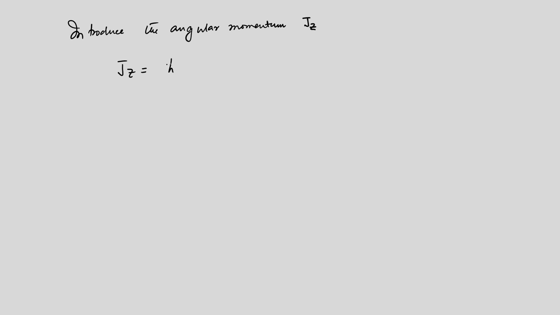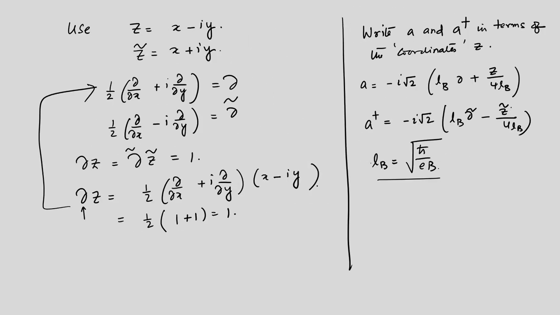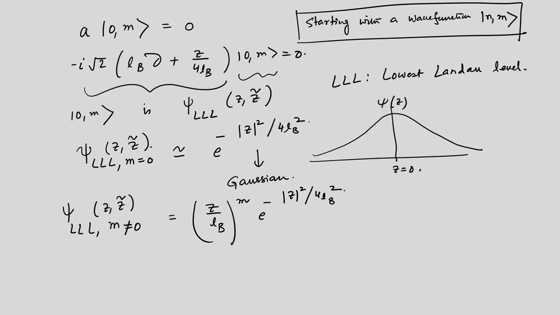So this J_Z is nothing but equal to h cross, which is of course the scale of the problem, times z del minus z tilde del tilde. Just to remind you that these are the definitions of delta and delta tilde. And this z is of course x minus iy, and z tilde is x plus iy. I told you that this is not in the conventional form, but this is what suits us the best in terms of the definitions that you know of z and z star or z tilde.